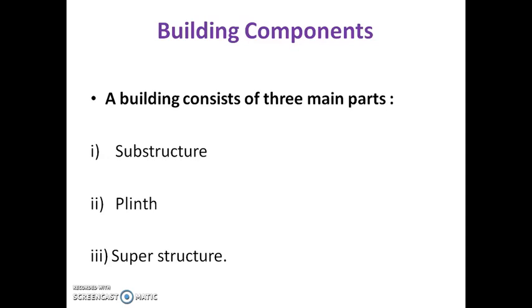Superstructure. The next part is superstructure. The superstructure is a structure which we can see with our naked eyes. All components of a building which we can see with our eyes are included in the superstructure, meaning a construction above the ground level. In substructure, foundation is included, and in superstructure, for example, walls, beams, doors, windows, chhajjas are included.